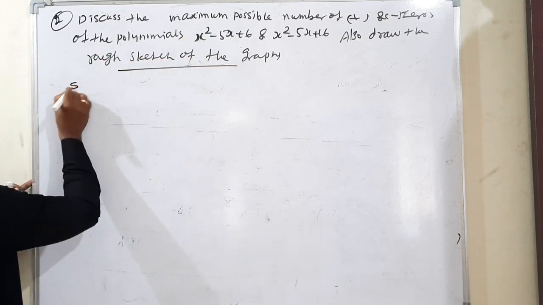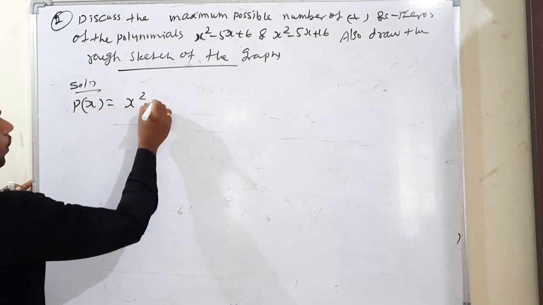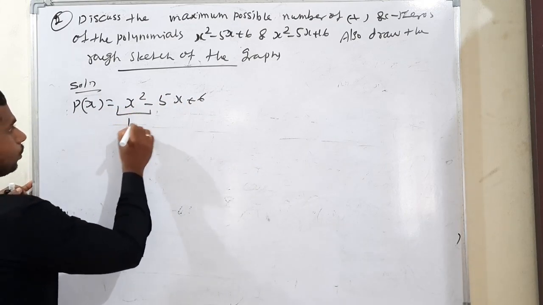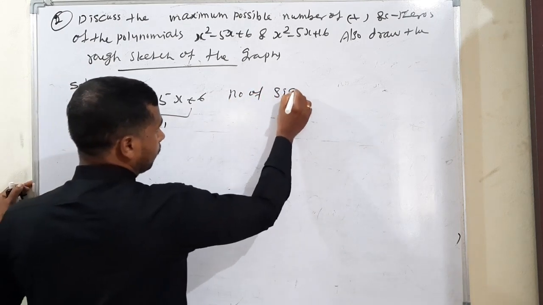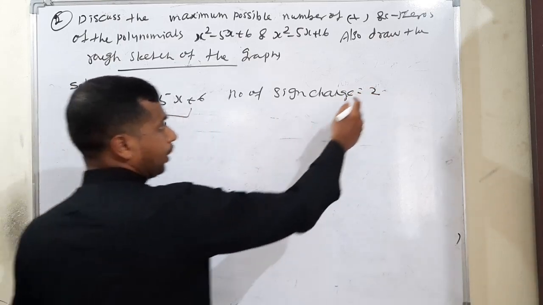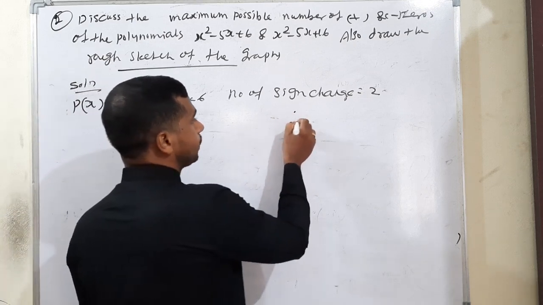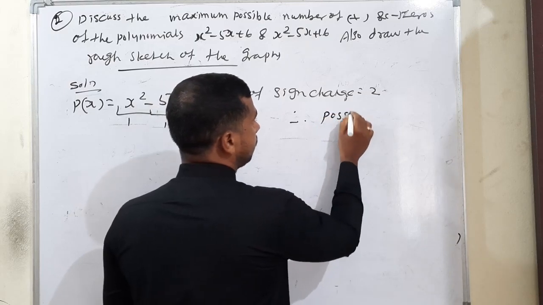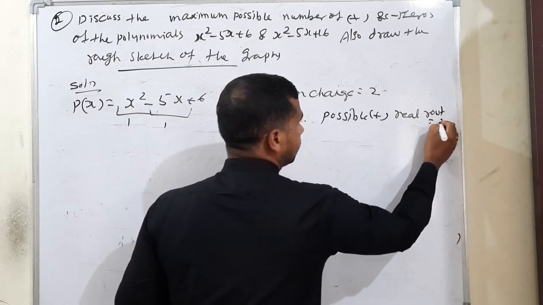First, the solution. P of x is equal to x square minus 5x plus 6. So the number of sign changes: plus 2 to minus 1, 1 sign change; minus 2 to plus 1, 1 sign change. Therefore, the number of sign changes is equal to 2. So what are the possible cases? 2 and 0 are possible, but we need the maximum. So we can write the possible positive real roots as 2.